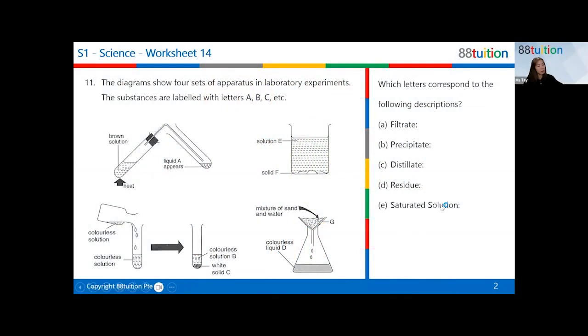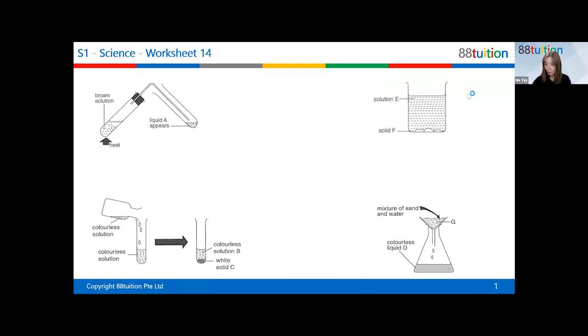Okay, so this is worksheet 14, questions 11, 12, 13, right? So let's look at this various reaction first, okay? Hopefully you have gotten your notes and the worksheet review. Okay, so let's discuss a little bit.